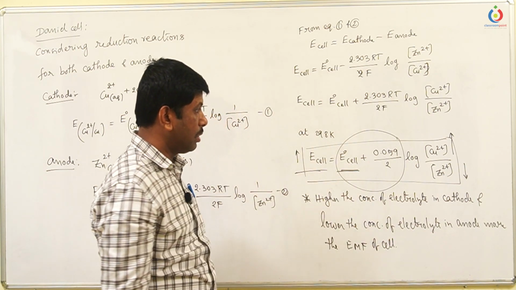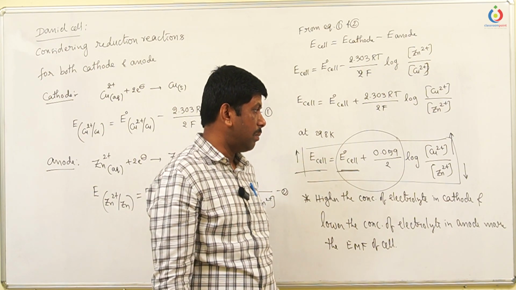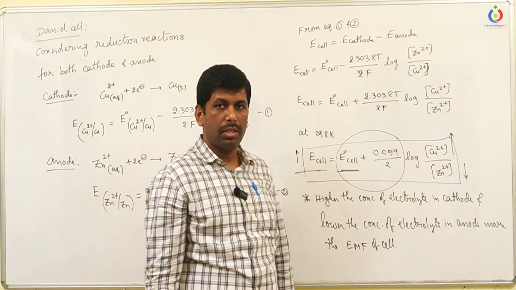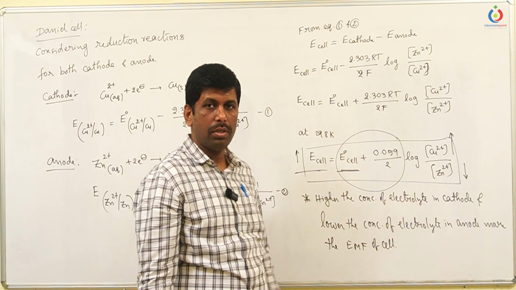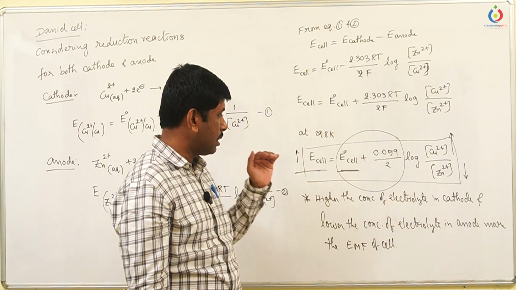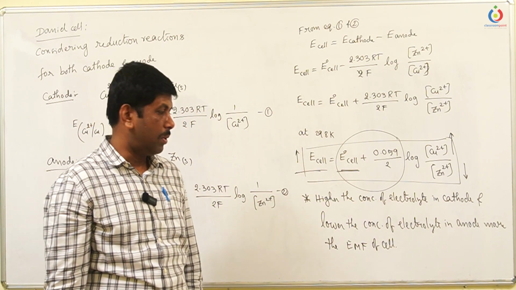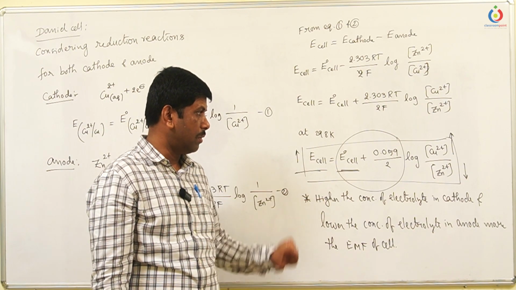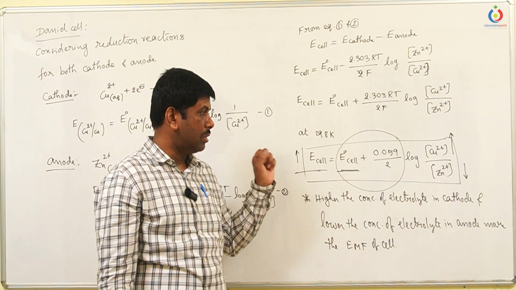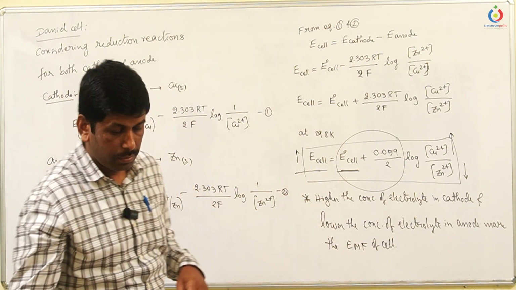Without solving questions, we can easily identify in which case more potential is developed, by comparing the concentrations of both electrolytic solutions. If this criterion is fulfilled, then automatically such a cell will produce more electrode potential. Now let us see how this Nernst equation is applied to the general equations.